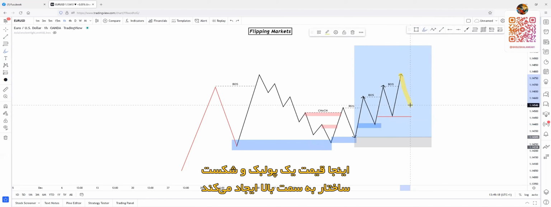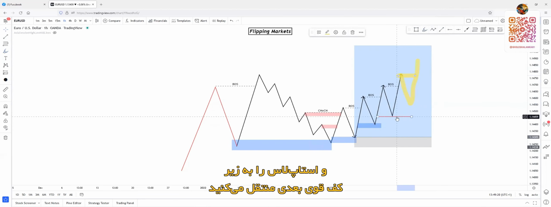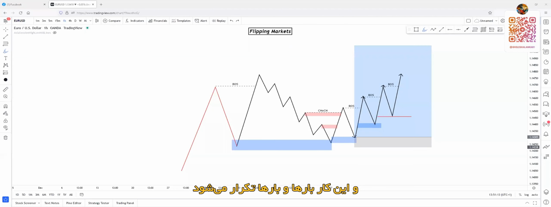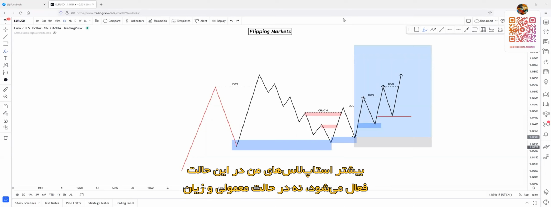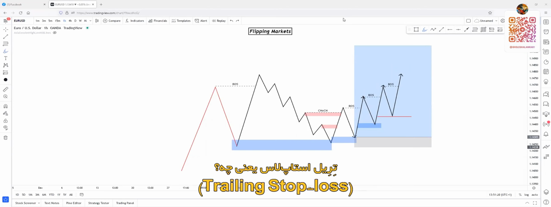If price creates a pullback and breaks structure to the upside here, we will put a stop loss below the next strong low. And this goes on and on again. Actually, I found it working really well. I hit way more trailing stop loss and TP than just normal stop loss.